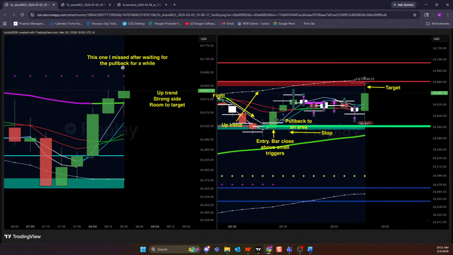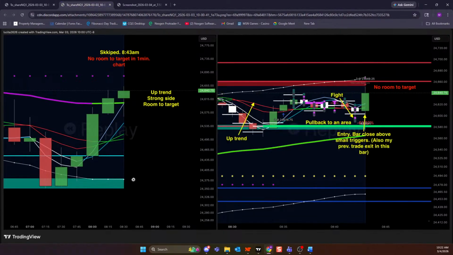The one I missed, waiting for the pullback for a while. Up, strong, pullback. There's the entry. You get in, and it almost hits your target. And I love this. You don't panic and let it hit your target, Lucy. Nicely done. Stinks waiting for a pullback for a while. But they almost always happen, don't they?